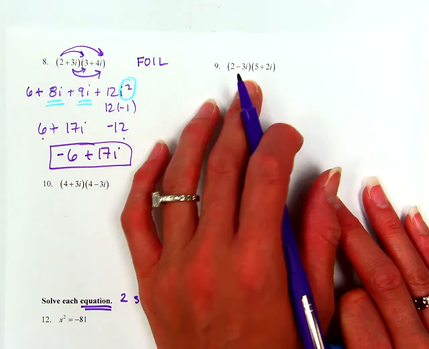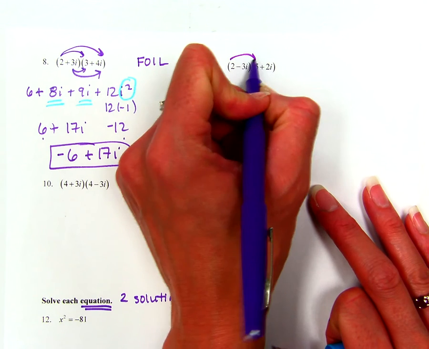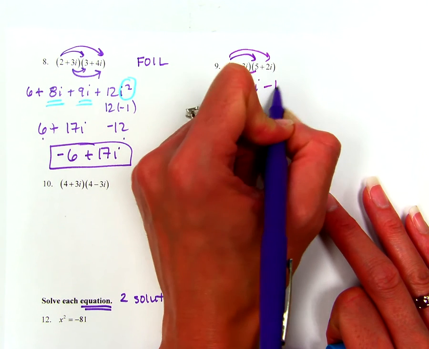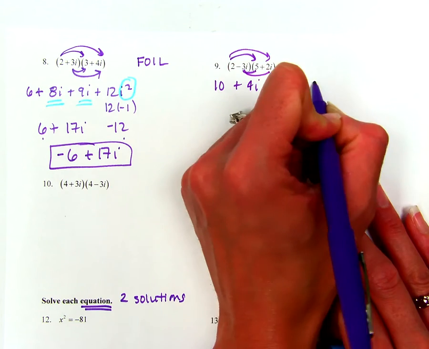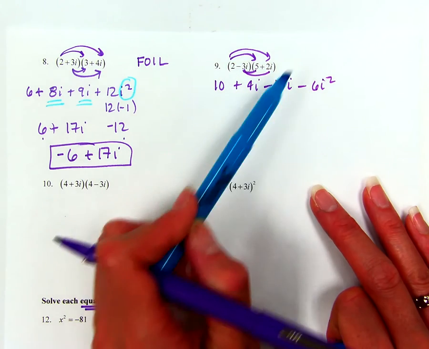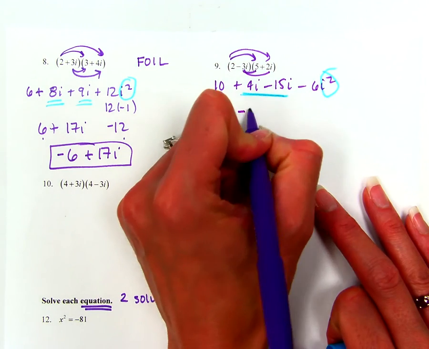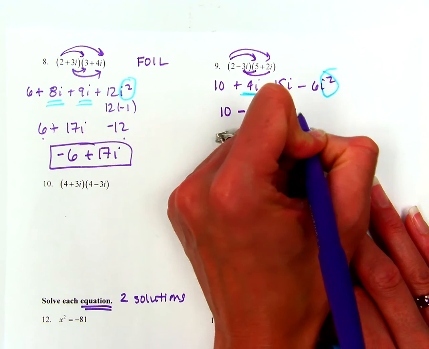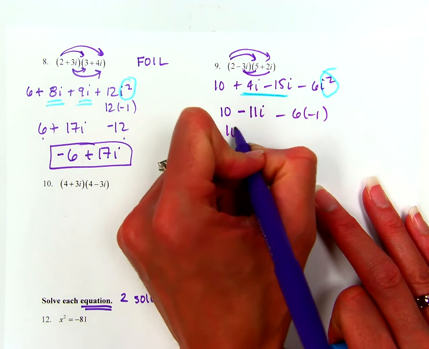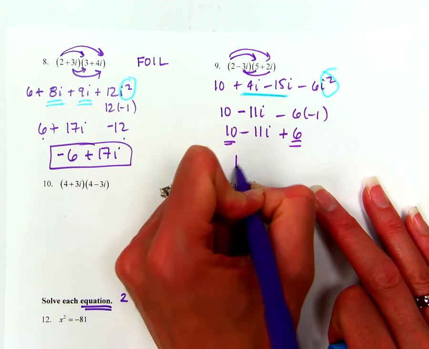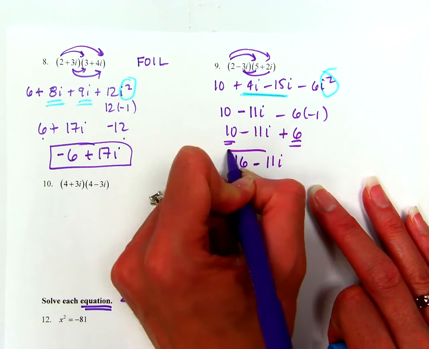All right, number 9 is another double distributing. So we have 10 plus 4i minus 15i minus 6i squared. Again, like terms, and replace your i squared. 10 minus 11i minus 6 times negative 1. So 10 minus 11i plus 6, which is really 16 minus 11i.